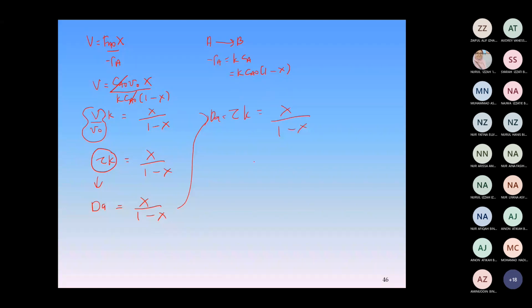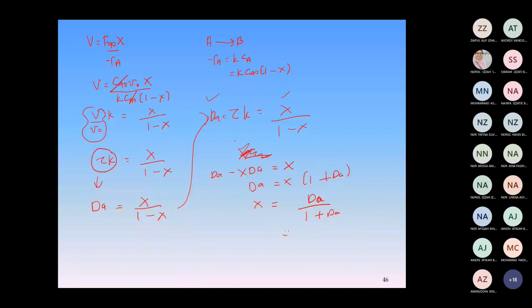minus X. So rearrange so that we can get it in terms of X. Let's put it in terms of Da first to make it easier. So we have Da times (1 minus X) equal to X, so Da minus X Da is equal to X. Then Da equals X times (1 plus Da). Then rearranging, we get X is equal to Da over (1 plus Da).